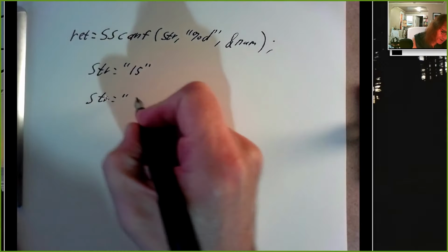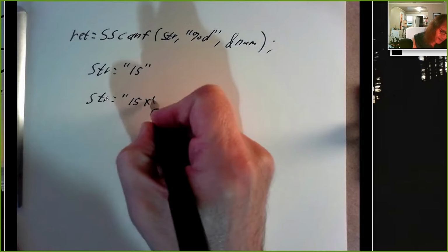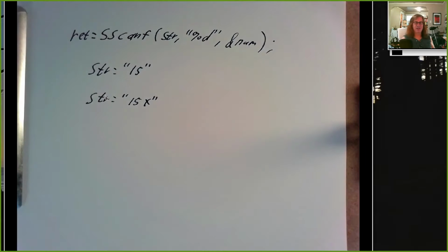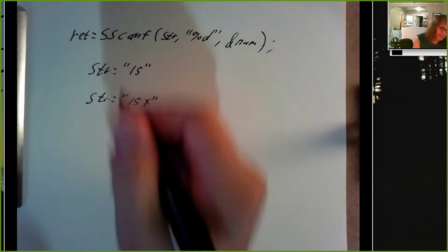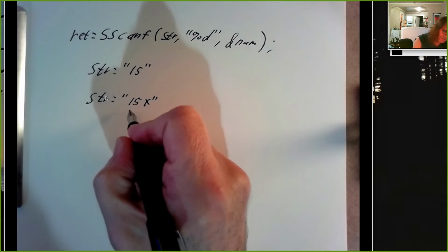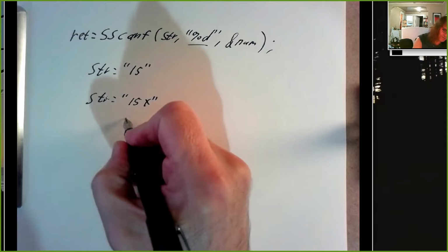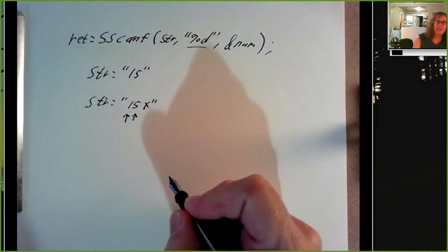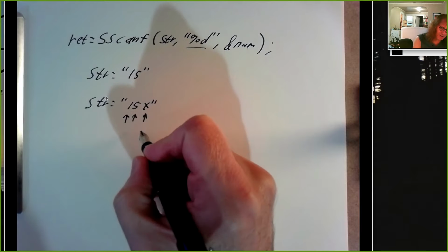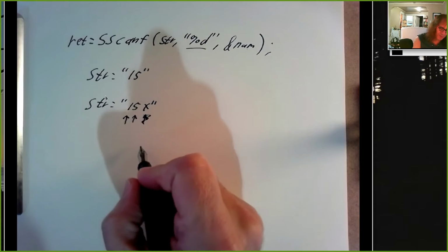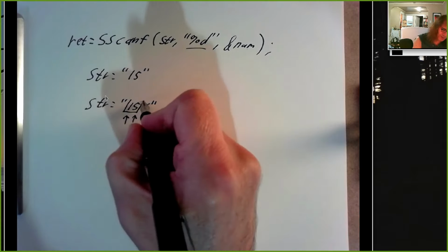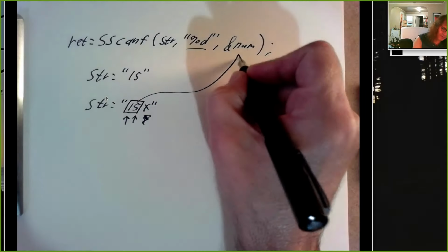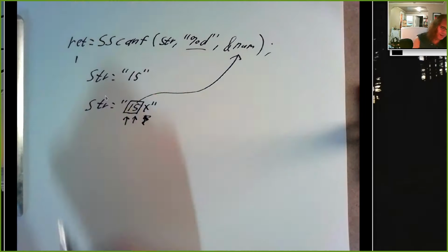If your string is equal to 15x, exactly the same thing will happen. Because scanf starts at the beginning and says, I'm looking for an integer. Could that be part of an integer? Yeah. Could that be part of an integer? Yeah. Could that be part of an integer? No. Okay, well I'll take the first 2 characters and I'll convert those into num and I'll set the return equal to 1.